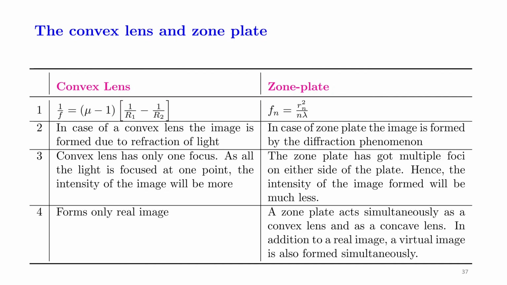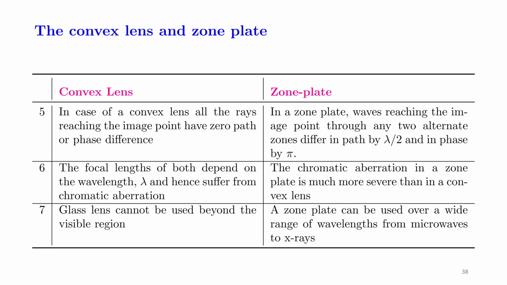The convex lens forms only a real image, whereas the zone plate acts simultaneously as a convex lens and a concave lens. In addition to a real image, a virtual image is also formed simultaneously. The fifth difference is that in the case of a convex lens, all the rays reaching the image point have zero path or phase difference. Whereas in the case of a zone plate, the waves reaching the image point through any two alternate zones differ in path by lambda by 2 and in phase by pi.